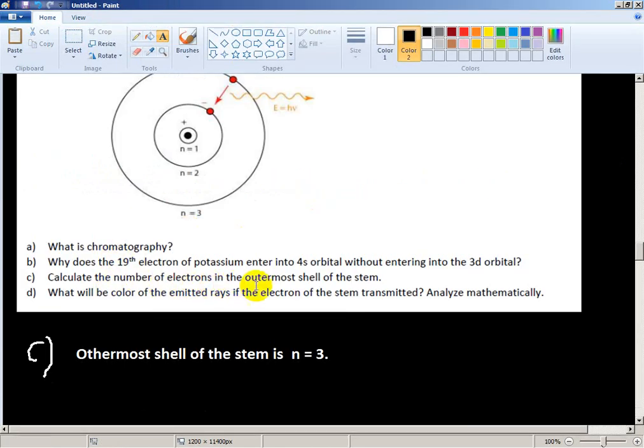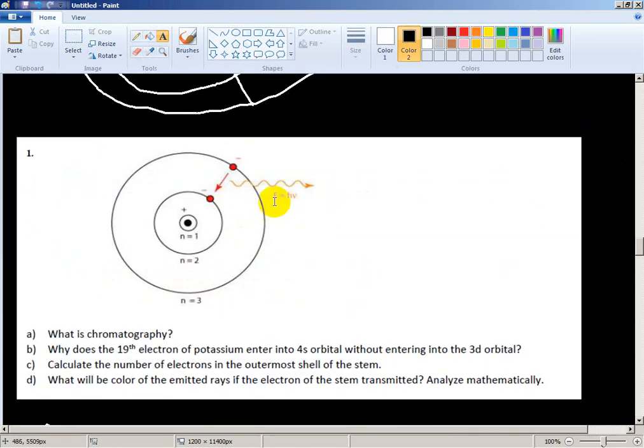Calculate the number of electrons in the outermost shell. You can do it for shell number 4, shell number 5 as well.